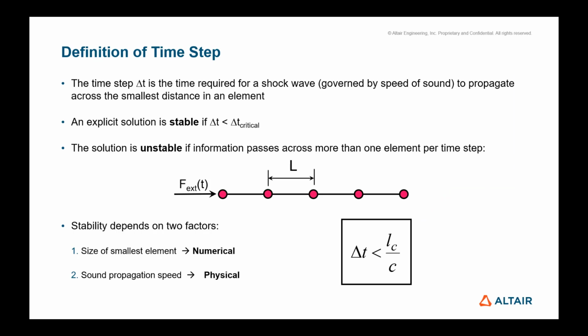The counterpart is that explicit methods are conditionally stable. An explicit solution is stable if the time step used for computation remains smaller than the critical time step. This critical time step can be seen as the time required for a shock wave to propagate across the smallest distance in an element. The solution is unstable if information passes across more than one element per time step. So, stability depends on two factors: the size of the smallest element of the model, this is a numerical factor, and the sound propagation speed in the model, this is a physical factor.